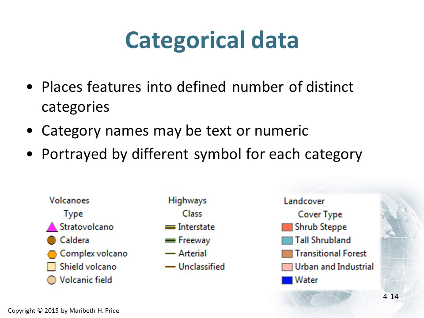Categorical data, that's where you have a defined number of distinct categories, and this can be text or numeric, and there's lots of different ways that you can symbolize this. Below here there are 3 examples of different types of data and different ways that you can explain different classes within each type.